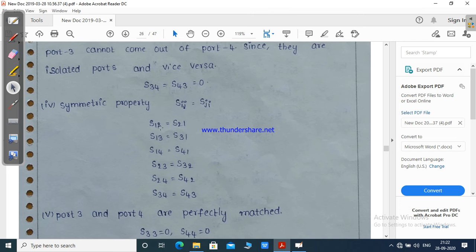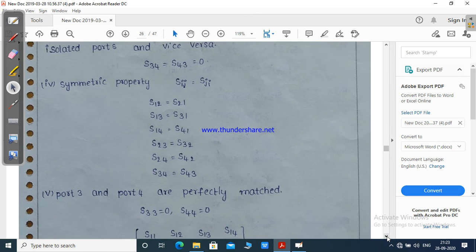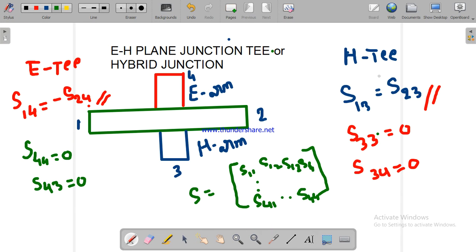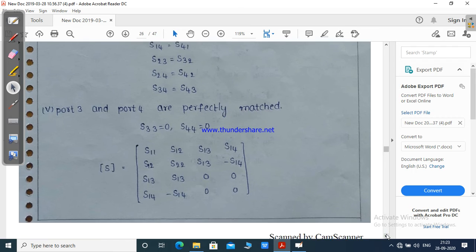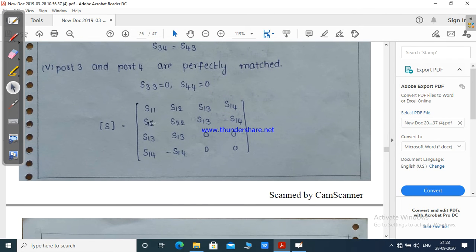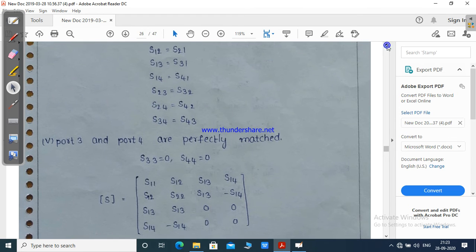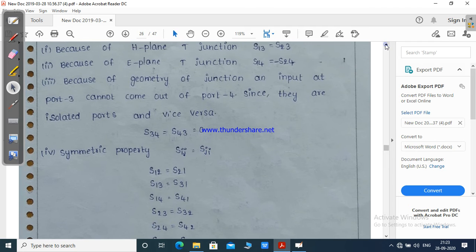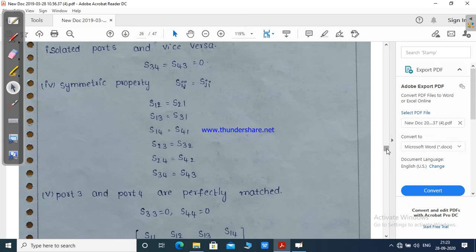Next, according to the symmetric property, you can write like this: S12 is equal to S21. 1 is the input, 2 is the output; 2 is the input, 1 is the output. Similarly for all this. Port 3 and port 4 are perfectly matched, so we can write S33 is equal to 0, S44 is equal to 0. If you substitute all these values in this matrix, we get this type of matrix. S21 we can write as S12 according to the symmetric property. This is S24, right? S24 is equal to minus S14, according to here. We can write like this.